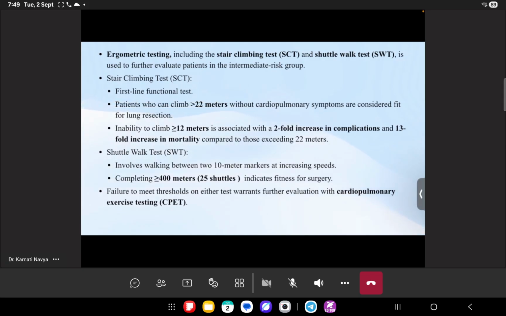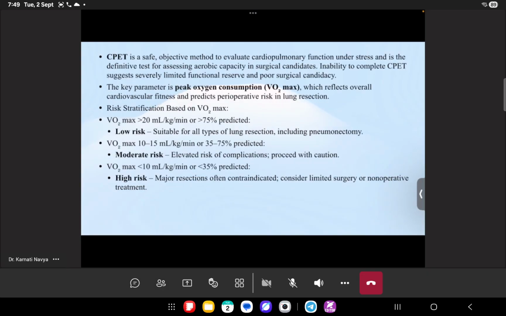Shuttle walk test involves walking between two 10-meter marks at increasing speeds. Completing more than 400 meters, which is 25 shuttles, usually indicates fitness for surgery. Failure to meet thresholds on either test warrants further evaluation with cardiopulmonary exercise testing.